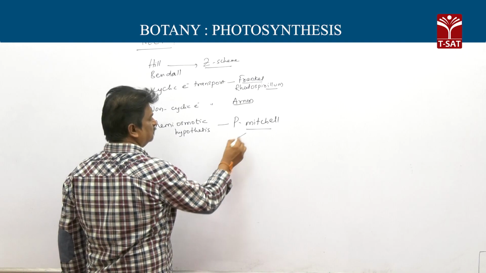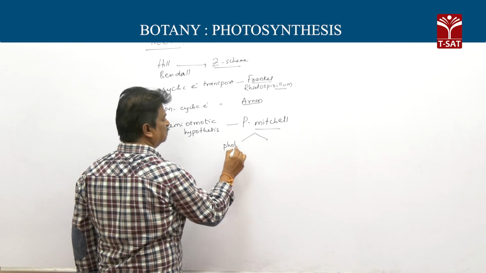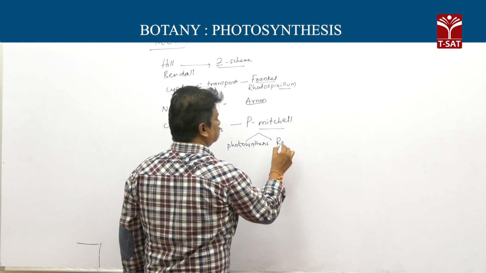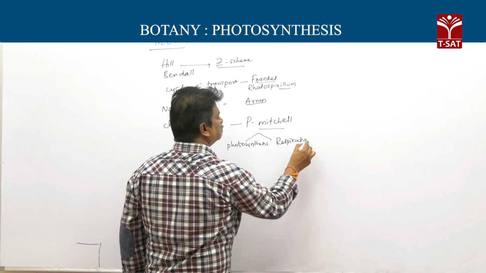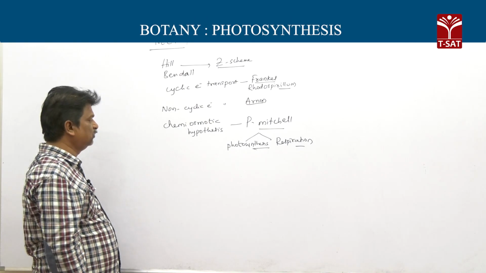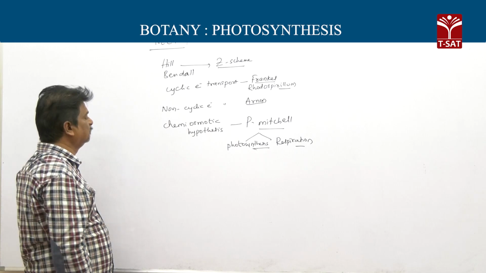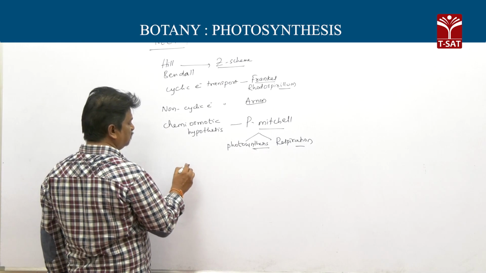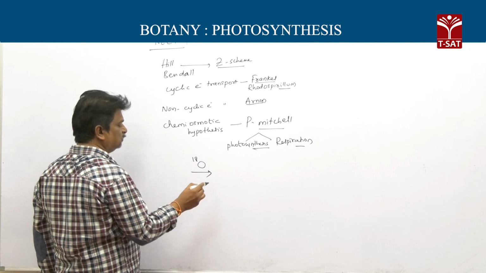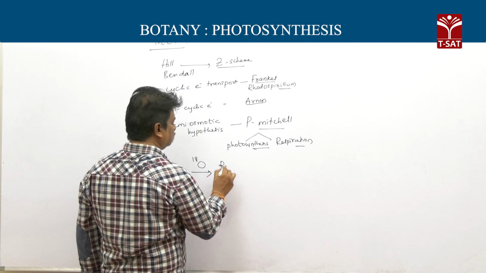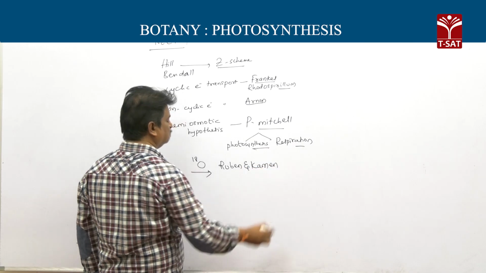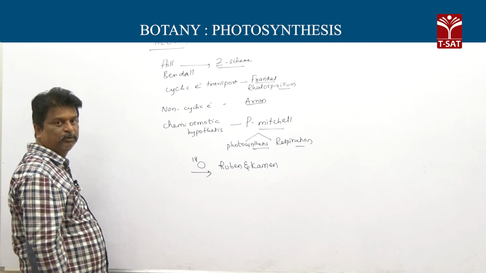It is applicable to both photosynthesis and respiration. Photosynthesis and respiration, chemiosmotic hypothesis. Then oxygen released during photosynthesis comes from water, was experimentally proved by Ruben and Kamen.